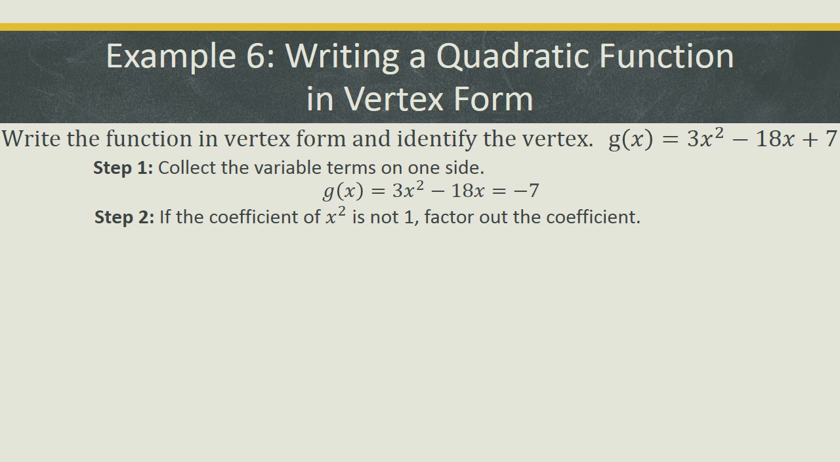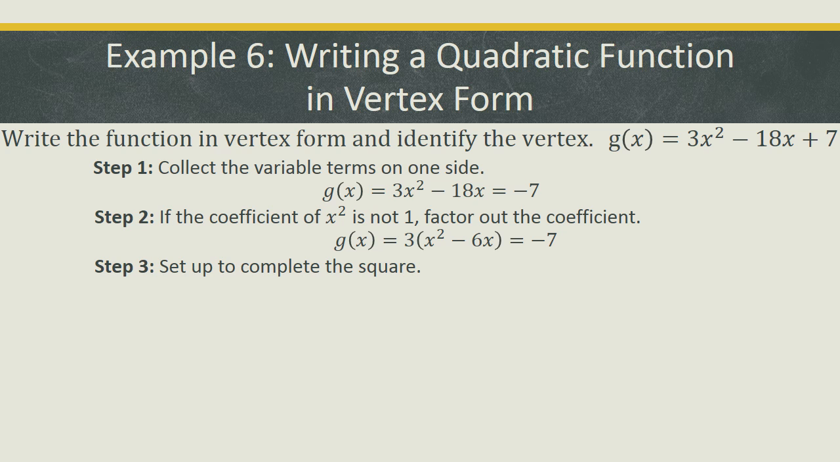The coefficient out front is not a 1, so factor out the coefficient. We're going to factor it out of the left-hand side here. So I factor out the 3, I'm left with x squared minus 6x inside. I'm only factoring out of this side. I'm only working with this side. So I pulled the 3 out. If I factor out a 3, x squared, and then the 6x, I factor out a 3 from the 18.